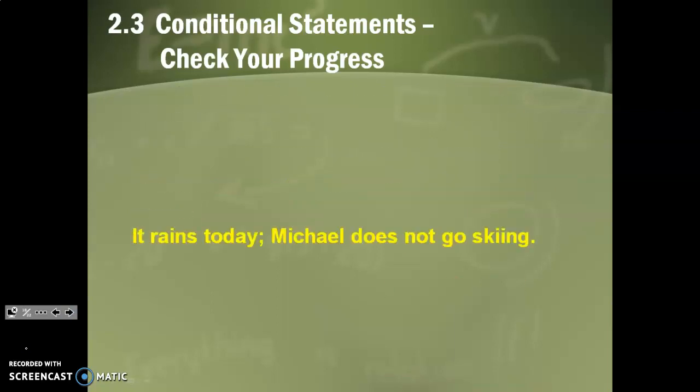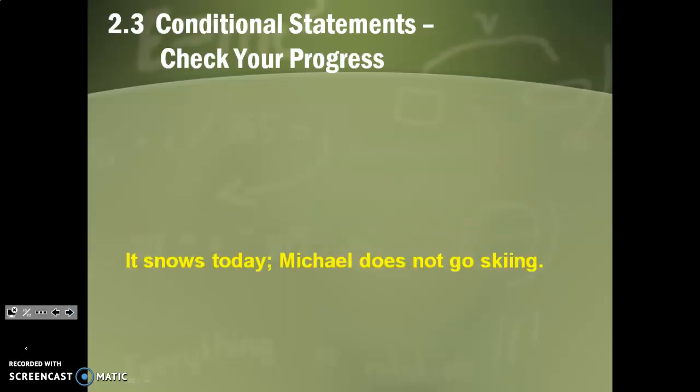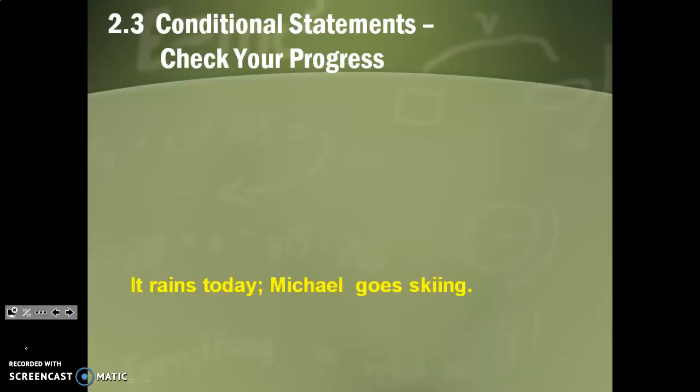It rains today. Michael does not go skiing. Yeah, that's a true statement because that's exactly how it says. It snows today. Michael does not go skiing. Again, hypothesis is false, but therefore it makes a true statement, so that's true. And then the last one here, it rains, but Michael goes skiing. Now it goes against the conclusion part, so this one would be false.